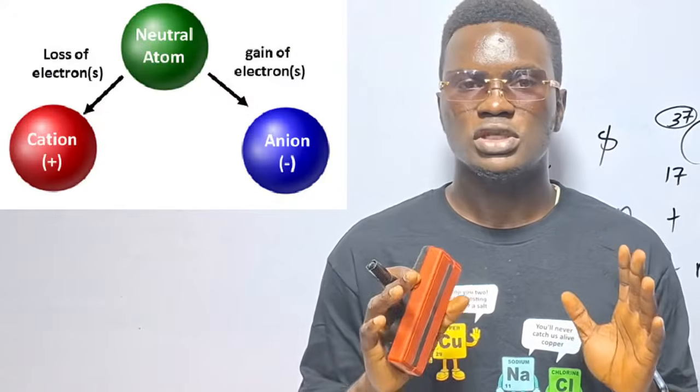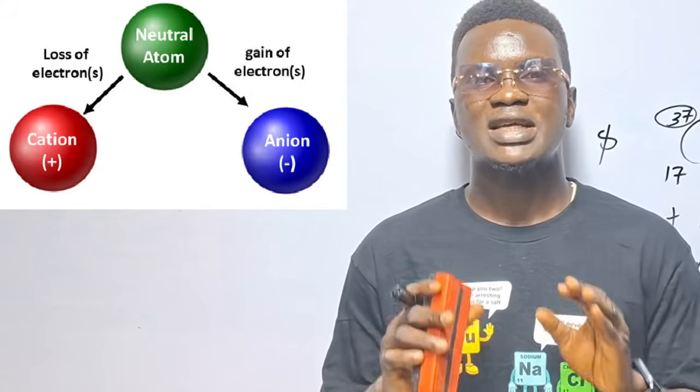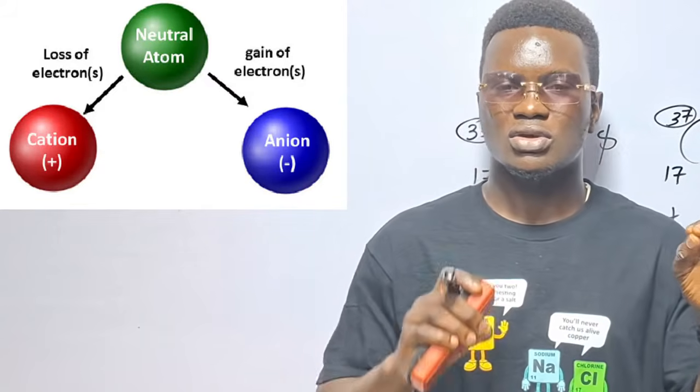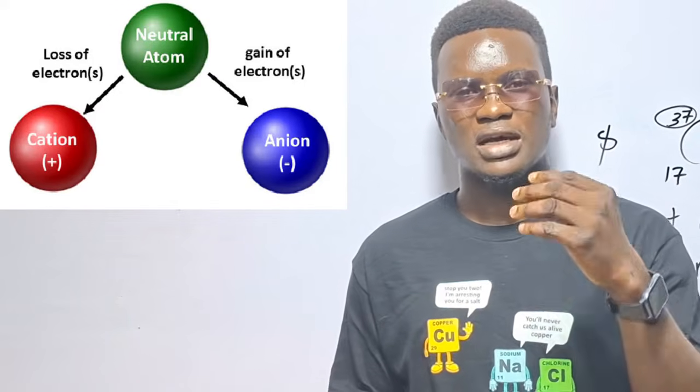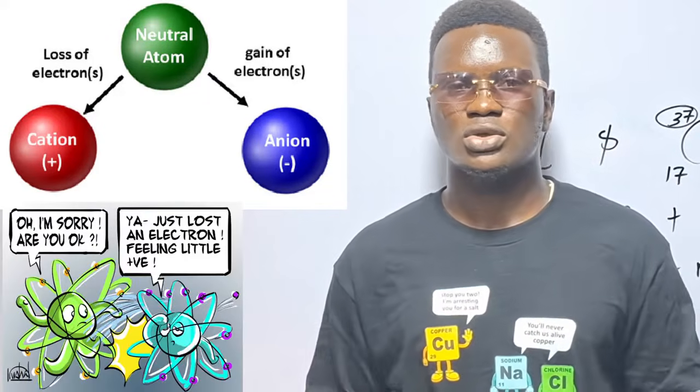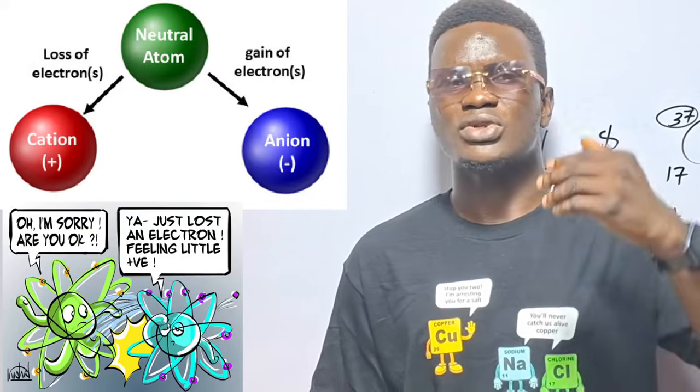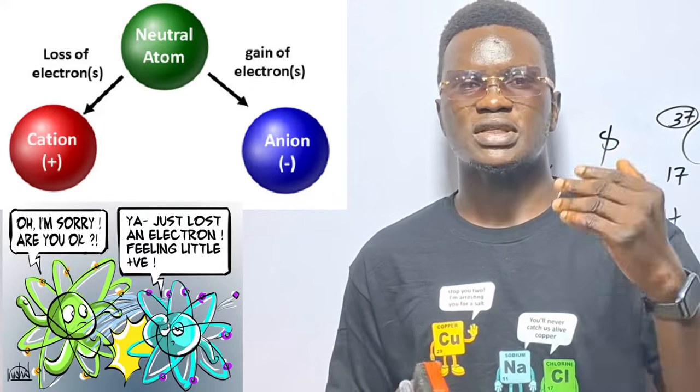So the next term to look at is ions. So how do you define an ion? An ion is an atom that has either lost or gained an electron to become charged. When an atom loses an electron, it becomes positively charged.